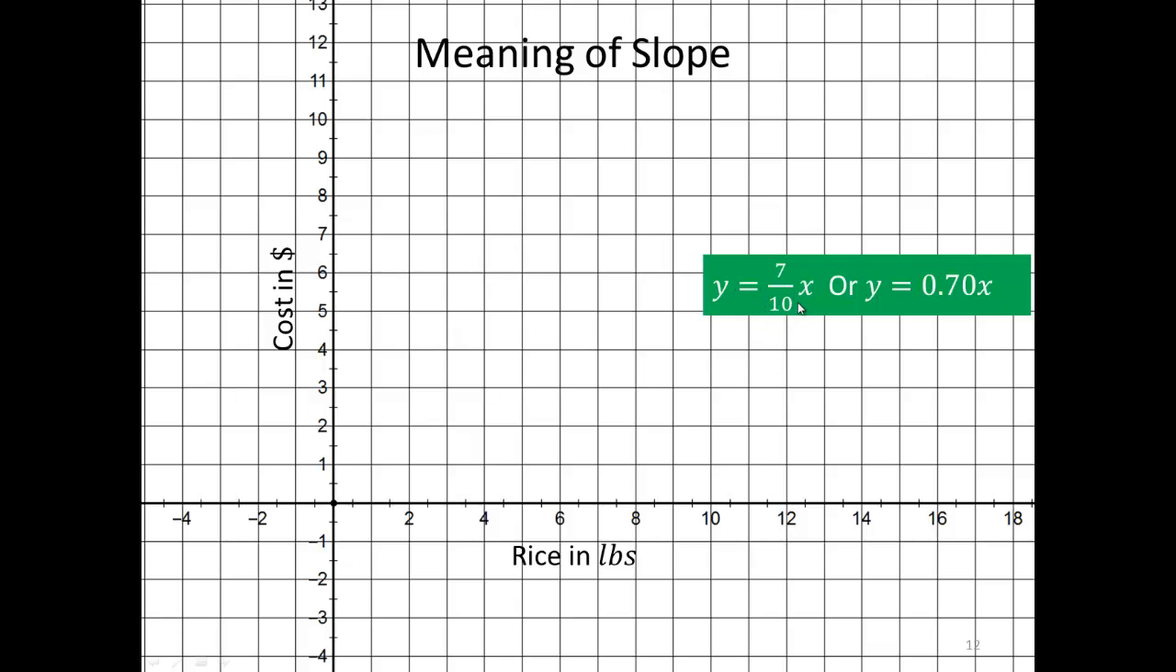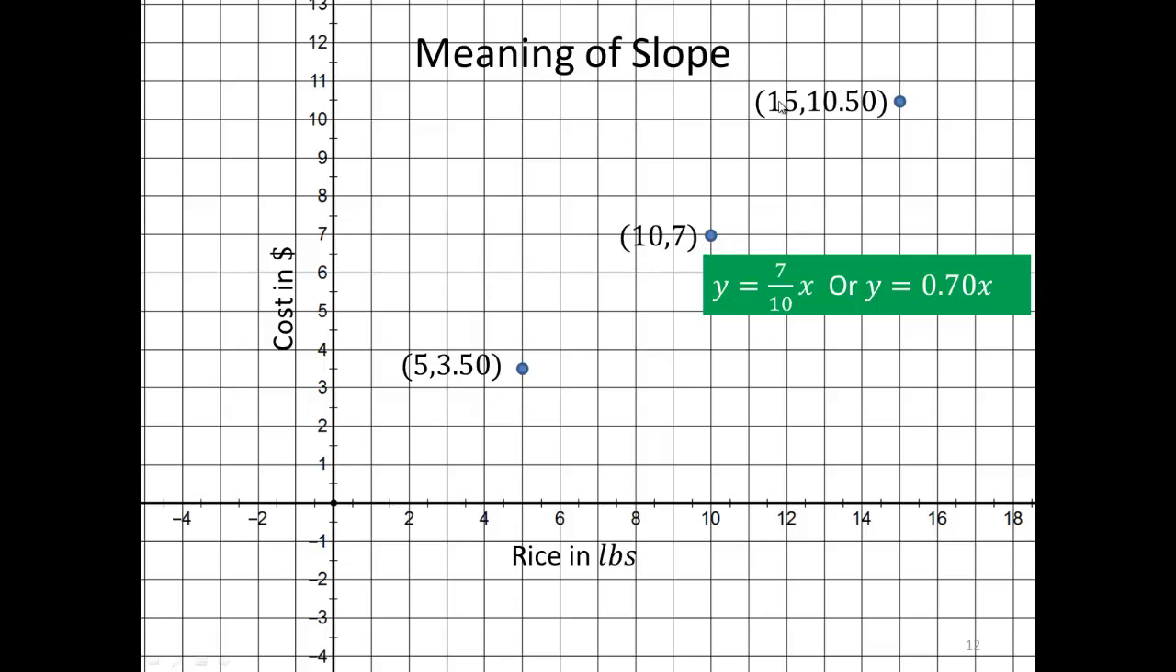Y equals 7/10x or 0.70x. That means cost $7 for every 10 pounds. So if you order 10 pounds of rice, it's going to cost you $7. If you order 5 pounds of rice, that's half of 10 pounds, you're going to have to pay $3.50.